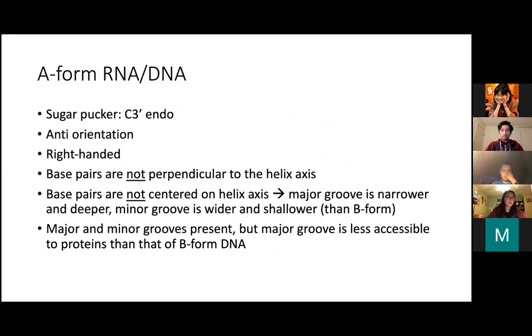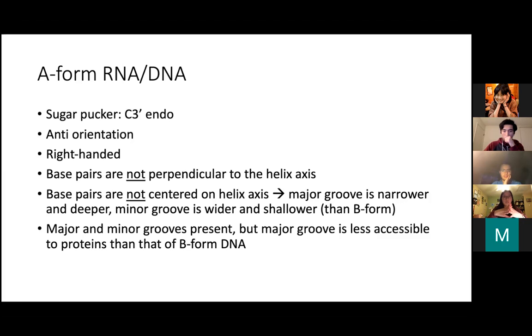And then there's the second type of helix, which is A form. As we talked about, the A form has a C3 prime endo sugar pucker. It's also in the anti orientation, and it's also right-handed. But unlike the B form, the base pairs are not perpendicular to the helix axis, so they're a little slanted, and they're not centered on the helix axis.